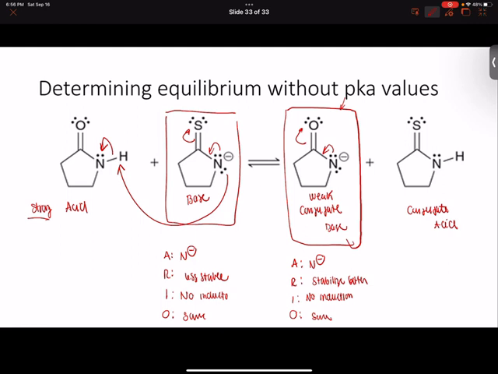And same logic was for the other one. The other one was a weak acid, right? So on this side it's going to be a strong base. And equilibrium favors the weak side. So then it's going to favor this side over this one.